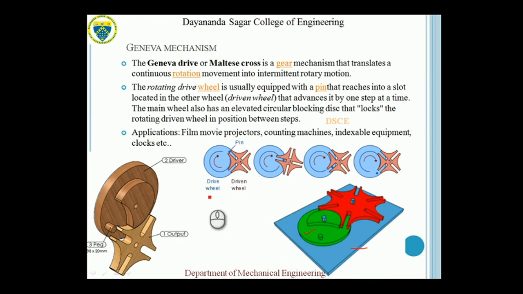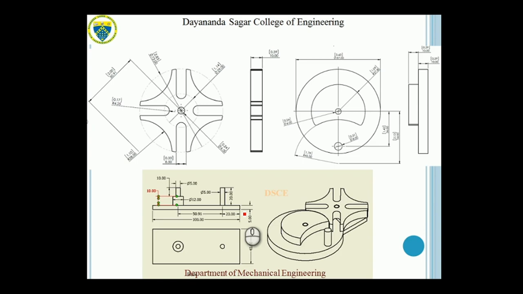The sequence of operation of this mechanism is shown here. The details of the parts are shown in this slide. So totally there are three parts. Part 1, which makes intermittent motion; part 2, which makes continuous rotation with a pin; and then a base which supports these parts. And the assembly of these parts is shown in this figure.